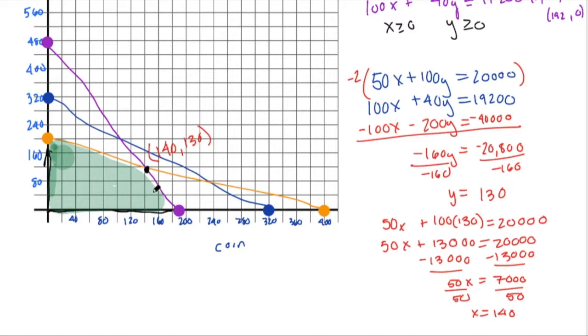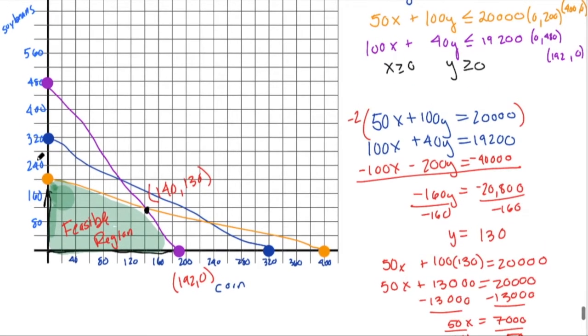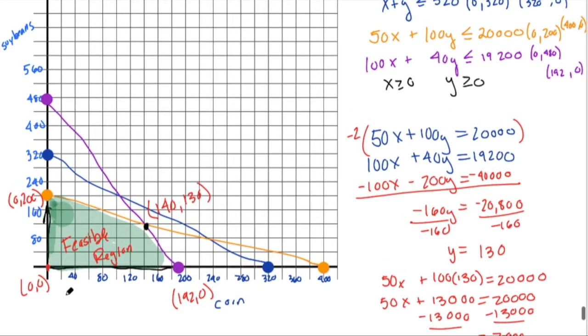Okay, so we have our feasible region. So we have the one intersection point here. Well, the other ones were our x and y intercepts of these lines. The x-intercept of the purple equation, which we know is (192, 0), and the y-intercept of the orange equation, which was (0, 200). So those, along with the origin (0, 0), are the points that could potentially be the maximum profit for corn and soybeans.